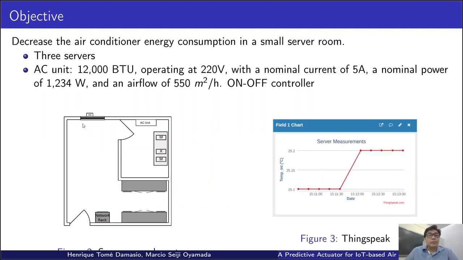In this work, we aim to develop an actuator to decrease the air conditioner energy consumption in a small server room. The room has 3 servers and an air conditioner unit of 12,000 BTU. The room is monitored using external sensors to collect the external temperature and humidity, and an internal sensor to collect the internal temperature, humidity, and also the current consumption of the air conditioner unit. All the collected data are sent to the ThingSpeak platform.